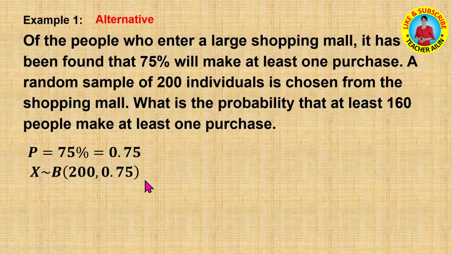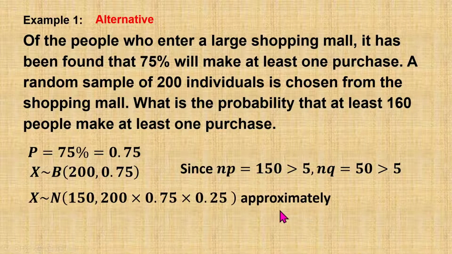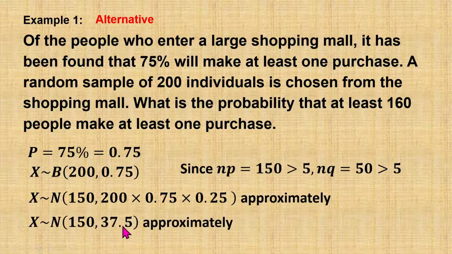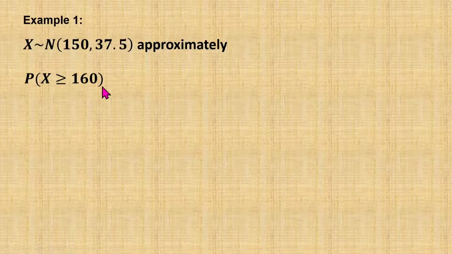Since the sample size is 200, which is sufficiently large, and np and nq are greater than 5, we can use the normal approximation with mean equal to np, which is 150, and variance npq, which is equal to 37.5. In this question, we are going to find the probability that the number of people who make at least one purchase is at least 160.